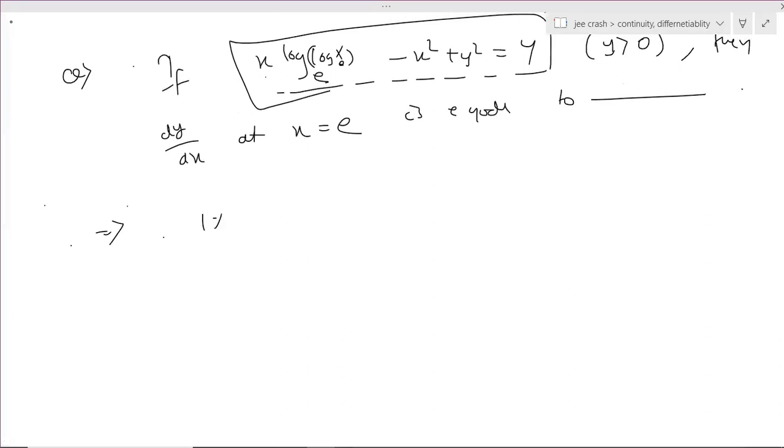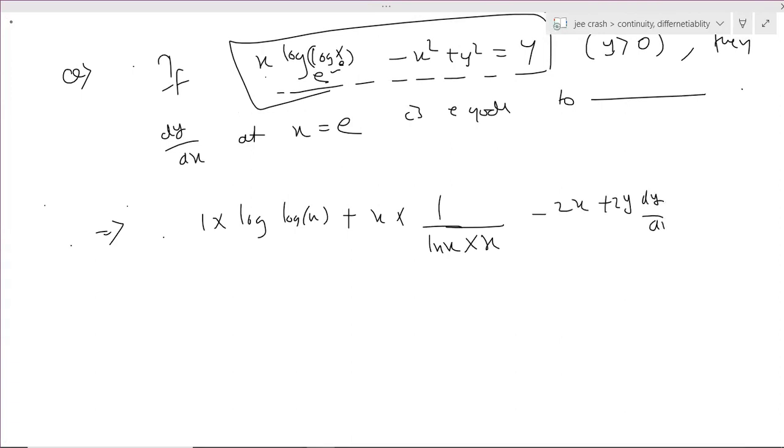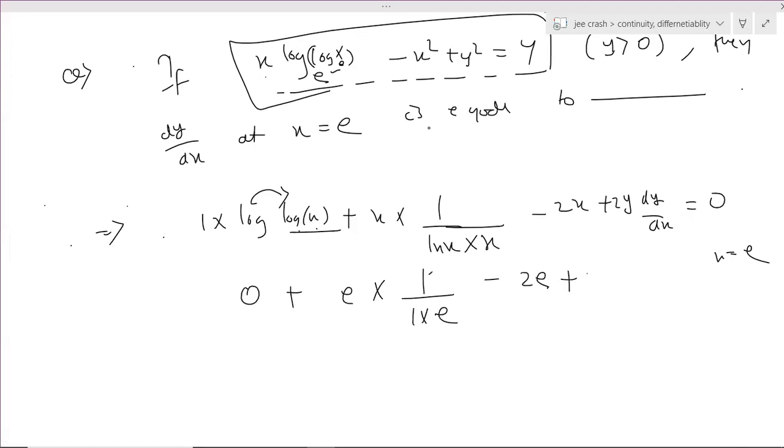Differentiation of x is 1. So 1 times log of x plus x times differentiation of this, which is 1 upon ln x into x. Right, the derivative of this is minus 2x plus 2y dy by dx equals 0. If we put x equals e here, this is log e. Log e is 1, and then log 1 is 0. This is e into 1 upon log e, which is 1, into e minus 2e plus 2.